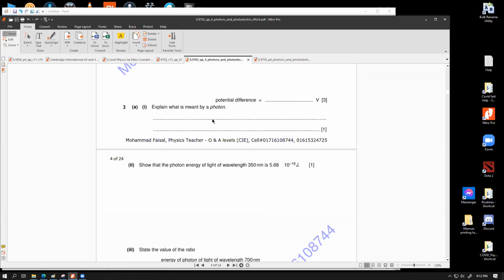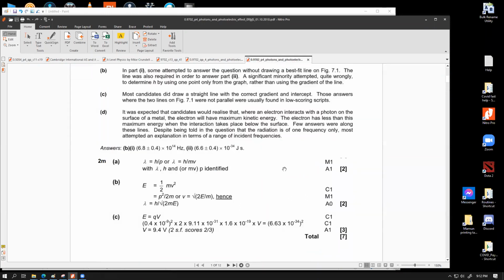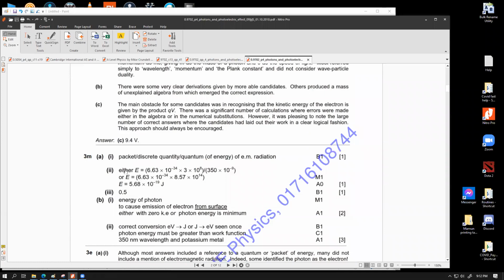Packet of energy or lump of energy is pretty much defining. I think that pretty much works. As well, a discrete quantity, a packet of discrete quantity of energy of EM radiation. Yeah, beautiful.